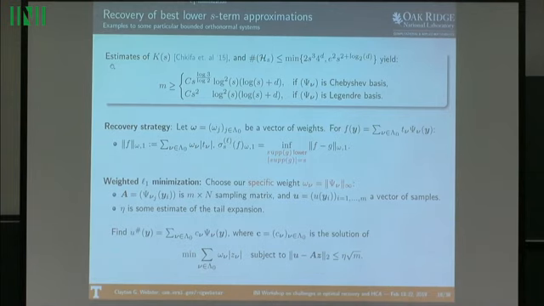Now, the weighted L1, to actually implement this or use it, is quite straightforward. You choose a specific weight. I have my random sampling matrix. If I have a tail estimate, I'll use it. I then solve this minimization problem, which is the L1 minimization subject to that constraint.